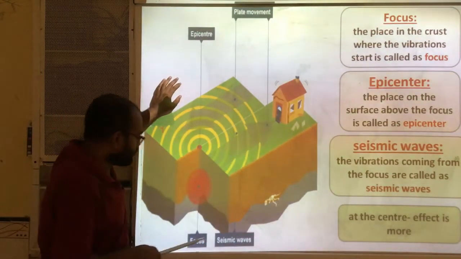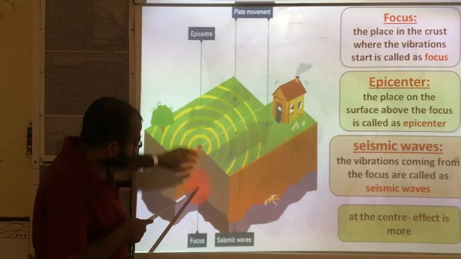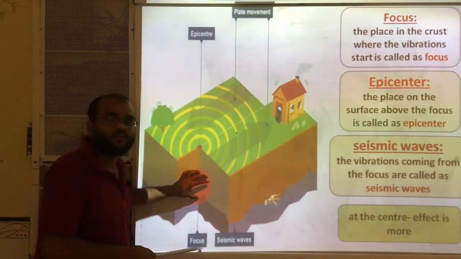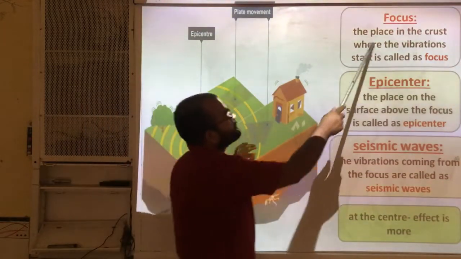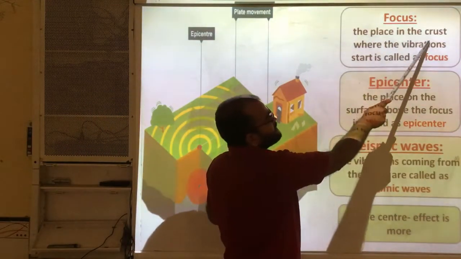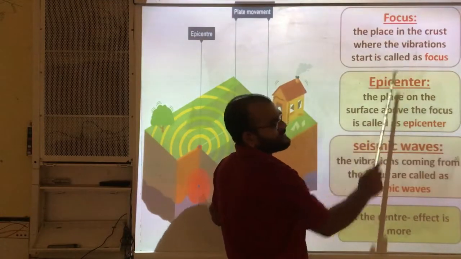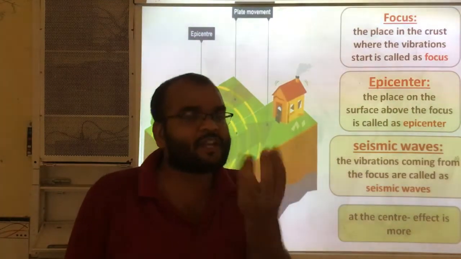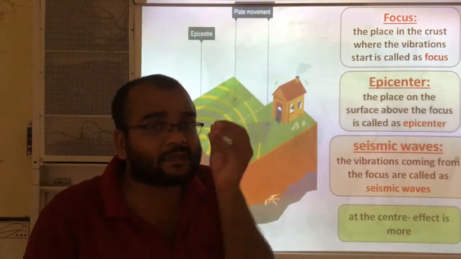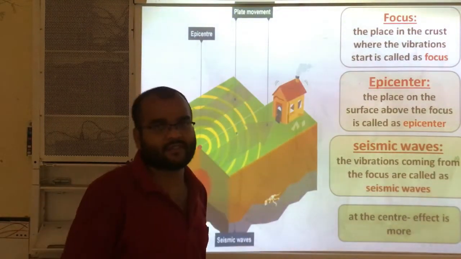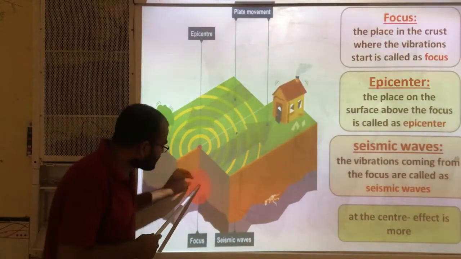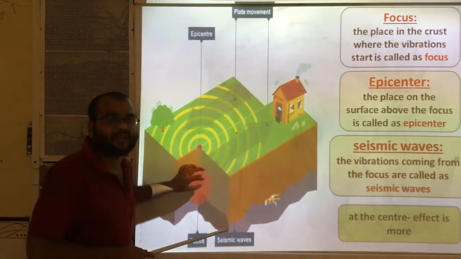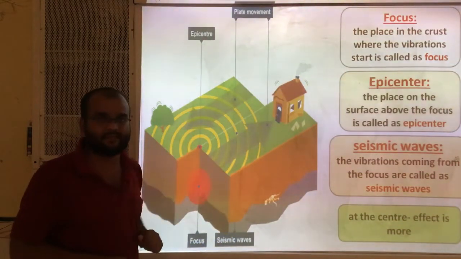That is, first one, focus. See here, this red color circle is called focus. Focus means the place in the crust where the vibration starts. From one point, from one place, vibration will start. That place is called focus. The vibrations started from this place only. That's why this place is called focus.